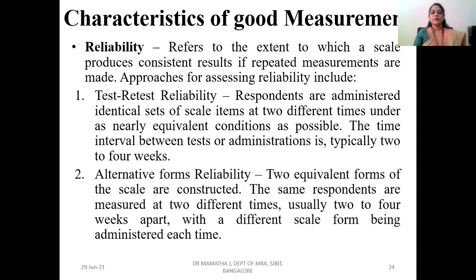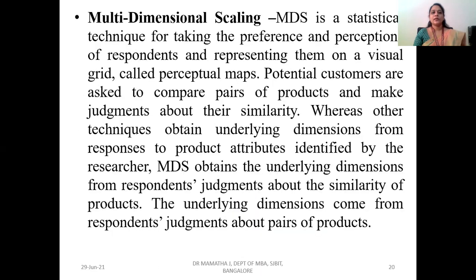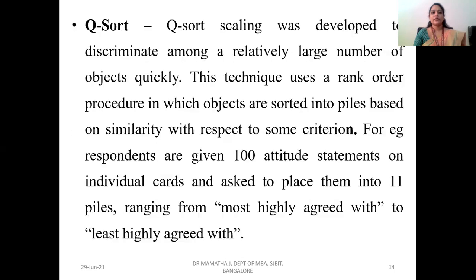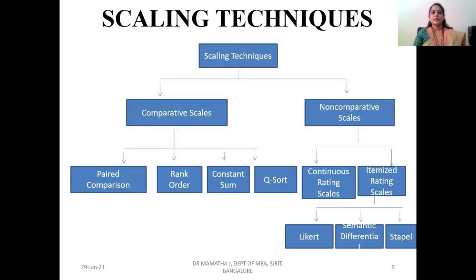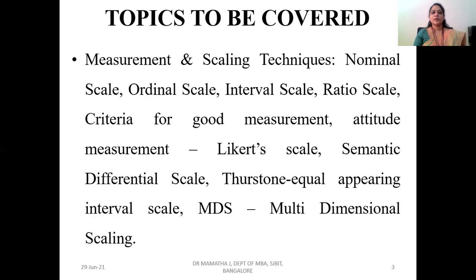So this is all about week 7's discussion. We have discussed topics like measurement and scaling techniques, the 4 basic scaling techniques: nominal, ordinal, interval, ratio, criteria for good measurement, and various attitude measurement scales like Likert, SDS, MDS, and the Thurston scale.